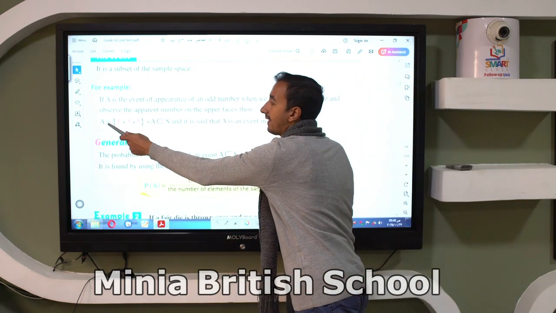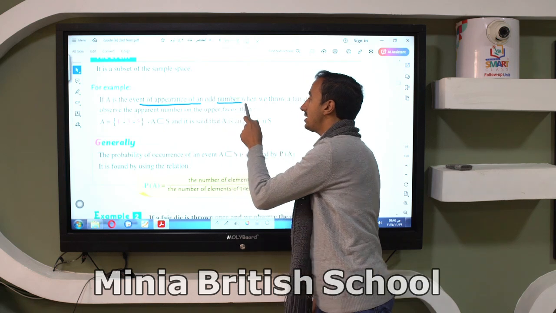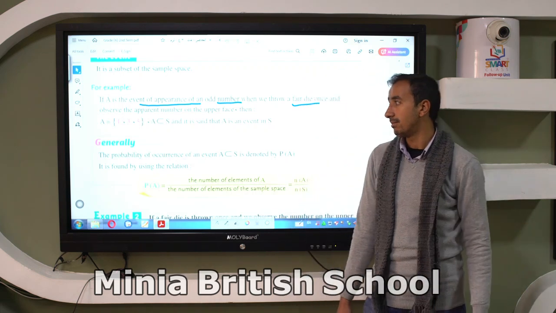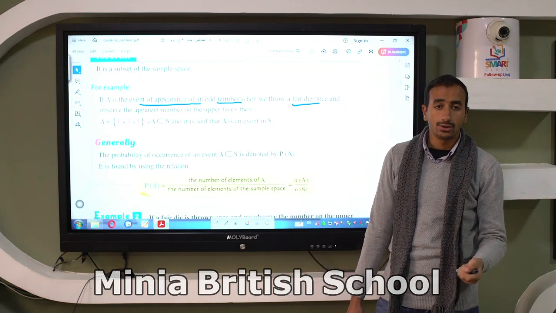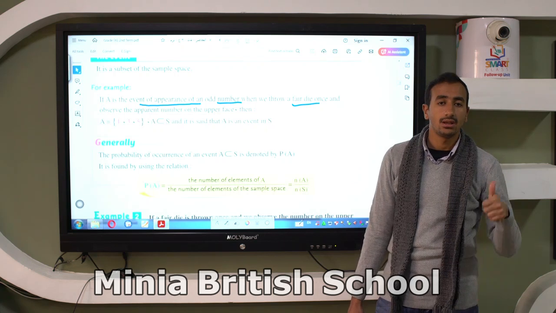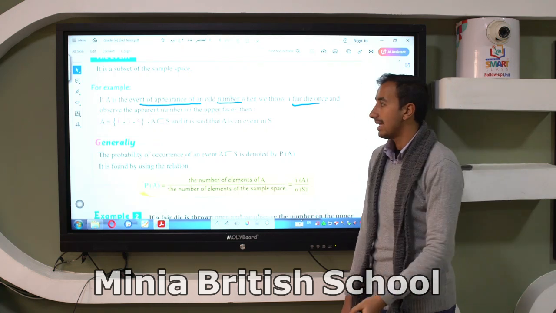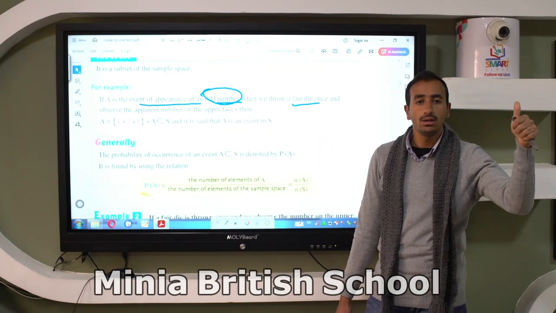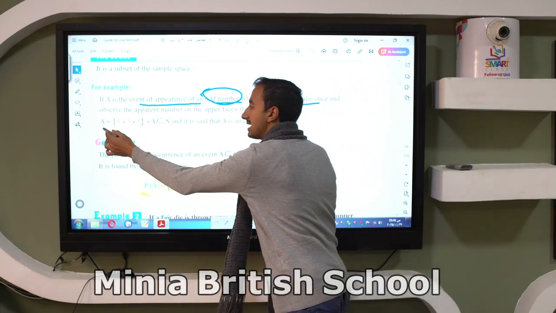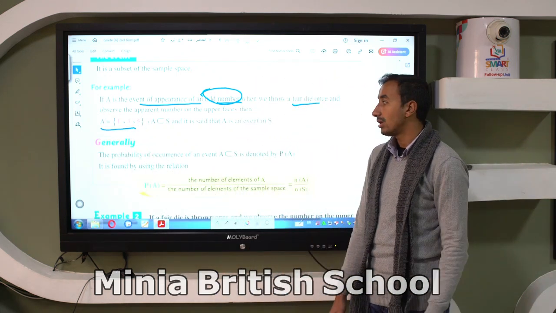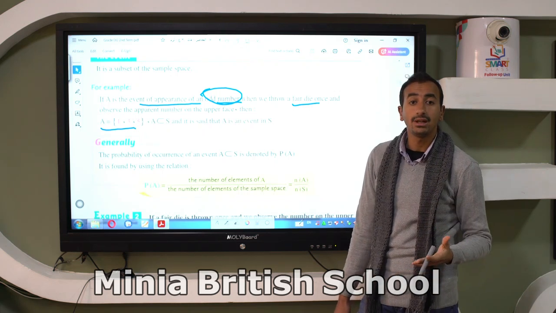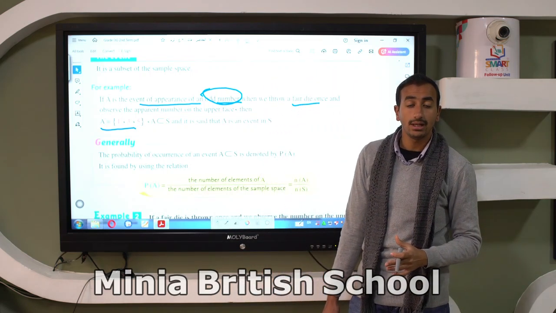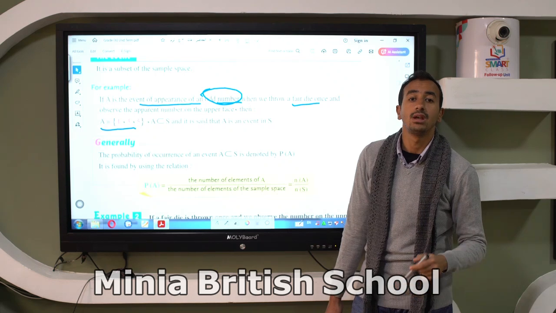Here we have A, the set of appearance of odd numbers when we throw a fair die once and observe the number on the upper face. If we roll a die, the sample space is 1, 2, 3, 4, 5, 6. What are the odd numbers? We have 1, 3, 5. So I can write that A is a subset of S. But what is the probability of A? We have 3 elements over the total number of elements in the sample space, 6. 3 over 6 is half.